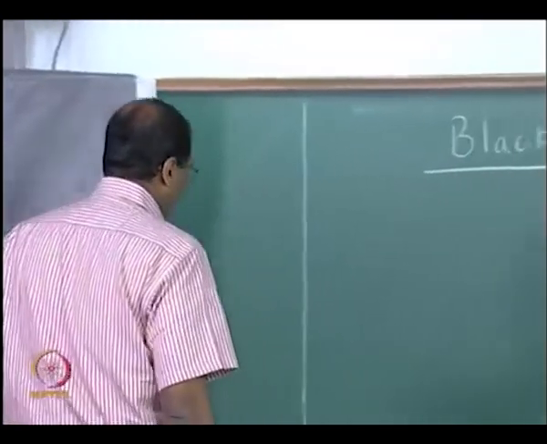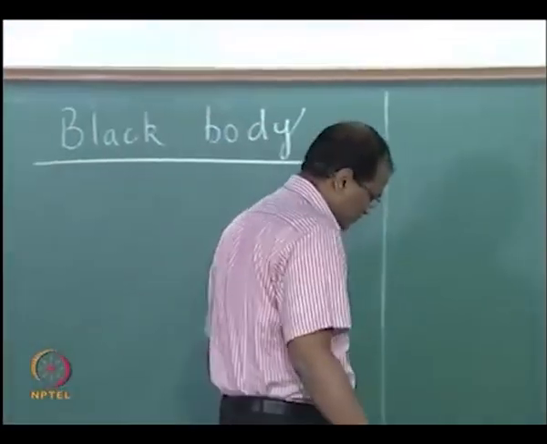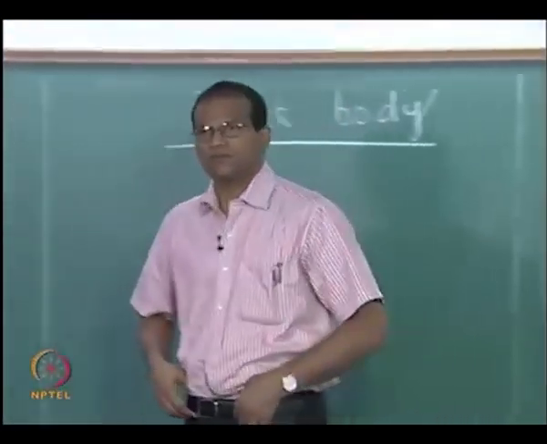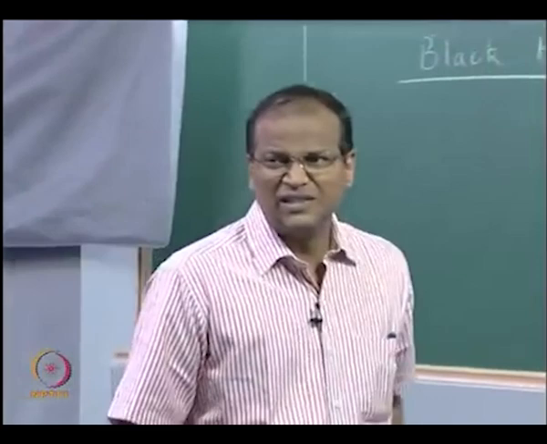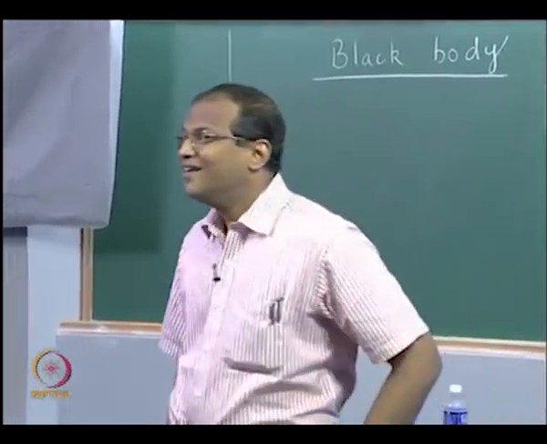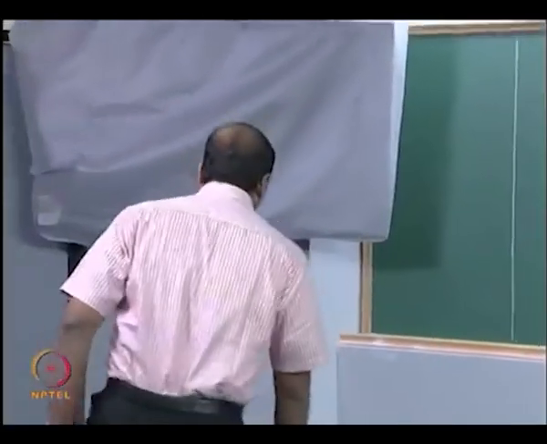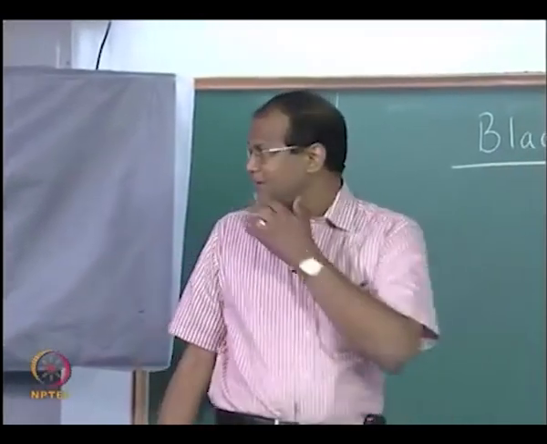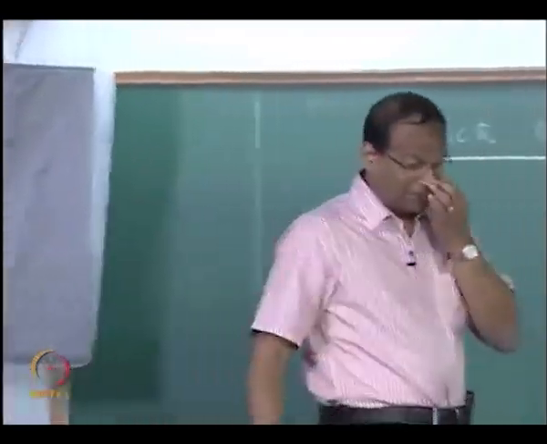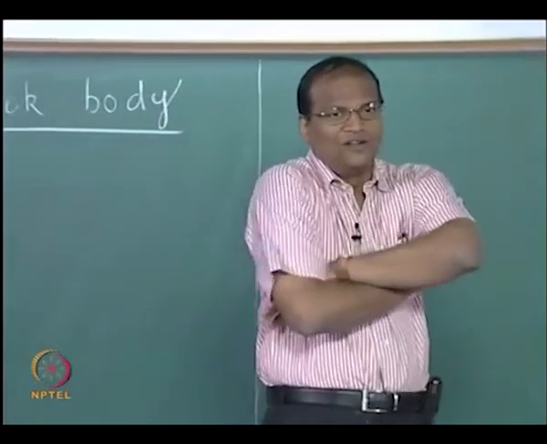Now black body, what do you think a black body is? Absorbs radiation at all waves. Other bodies also absorb radiation at all waves. Does not? It also allows it to go through. Therefore, your definition is partially correct, but it's not fully correct.